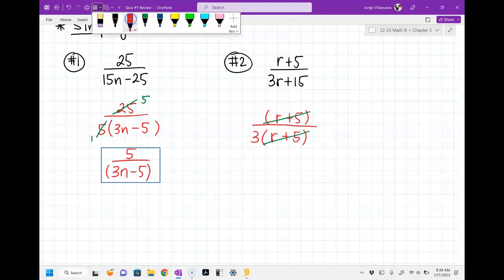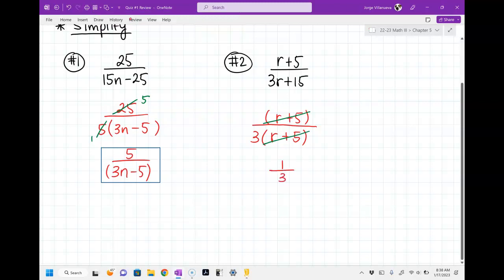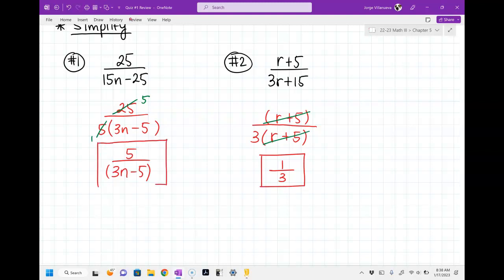On top, if everything disappears, there's always at least a 1, right? So you're going to put a 1 over 3, and you're done. Okay? So you're done with that one. Let me do it this way. That way it doesn't look like different colors. But that one's pretty easy, right? Just make sure you cancel out properly, factor properly, and you'll be okay.